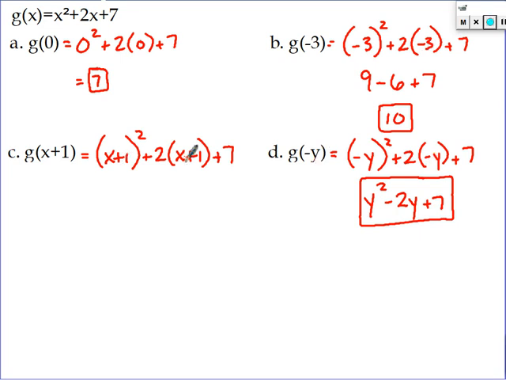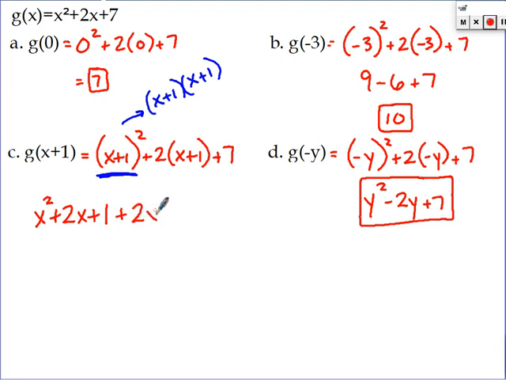When you do this step here, remember that means to FOIL. This means x plus 1 times x plus 1. So I need to FOIL that. So this becomes x squared plus 2x plus 1. Then I distribute that 2. And now I can combine all my like terms. X squared plus 4x plus 10 is what you should get. Okay?